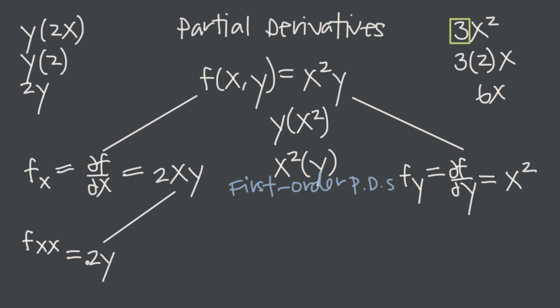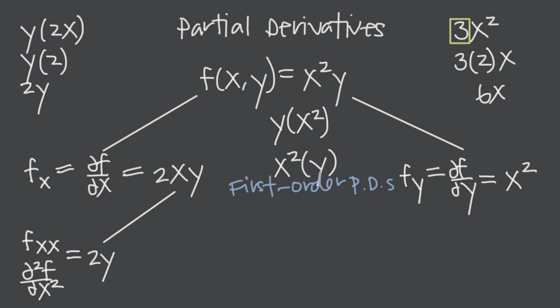Or we could also write this in this notation here. And here's what that looks like. It'll be partial squared f over partial x squared. You always have partial squared f in the numerator, and then partial x squared when we take the derivative with respect to x two times in a row. And both of these notations mean the same thing.